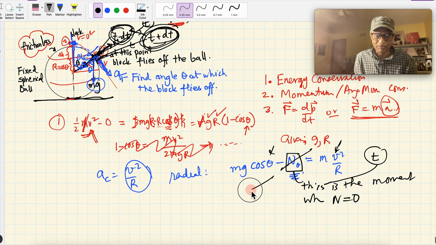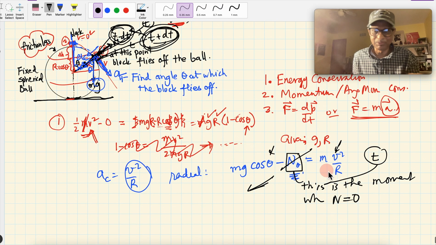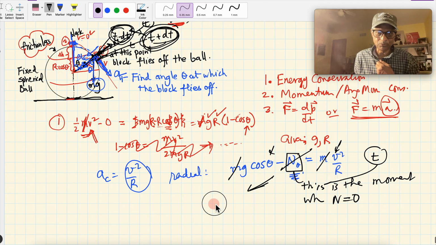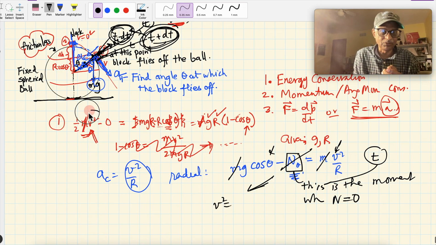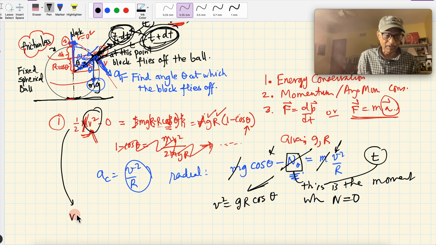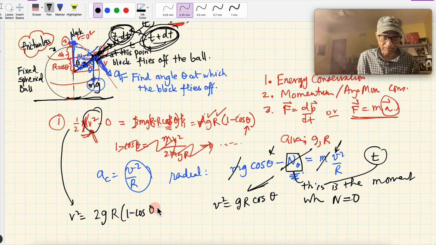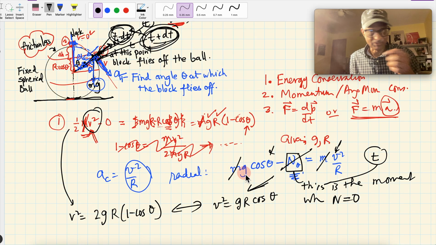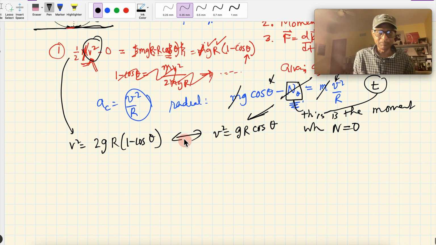Over here, we don't need to know v, but some question may ask v. M got cancelled out, and so this one says v square. I don't need to know v, I just need to know v square to solve for theta. So v square is g times r cosine theta, and this guy is saying v square is 2 times g r times 1 minus cosine theta. So these two of them are the same point in time, at time t. Both of these are true at time t. So the right side is 0. The right side must be the same as the left side.